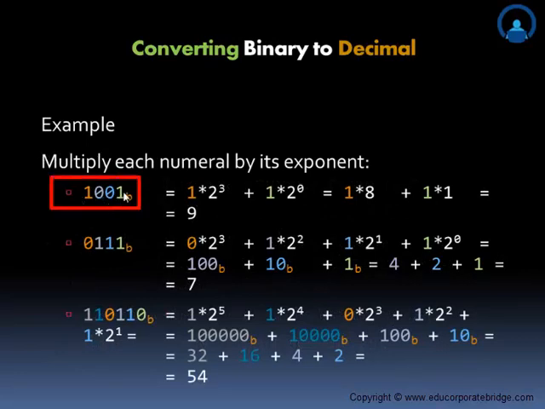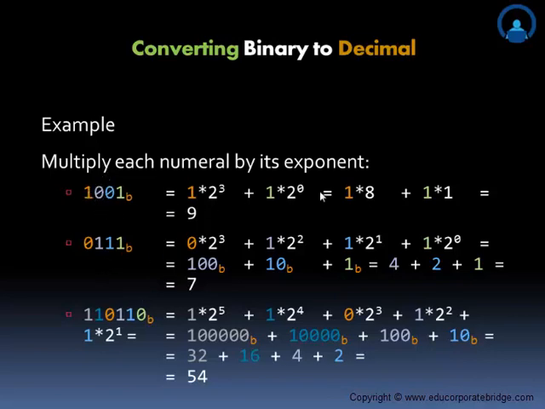Let's take the example of 1001. This one is the LSB, that is the 0th bit, this is the first bit, this is the second bit and this is the third bit. Please note, we always move from right to left while counting the position. That is, the rightmost bit or the LSB is the 0th bit, then the first bit, second bit and third bit.